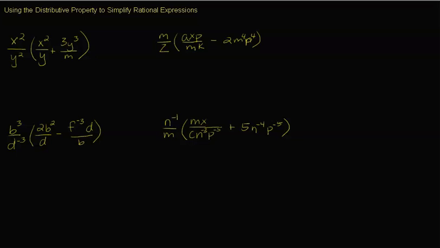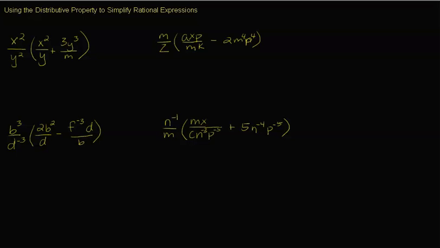Today we're looking at the distributive property to simplify rational expressions. Now, rational expressions just means that there's a variable as a denominator. Now we're going to get to in a later video that these variables cannot equal 0, because you can't divide anything by 0. But we'll get into that in a later video.